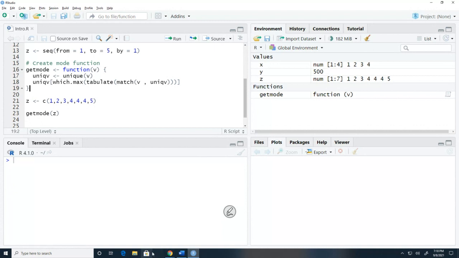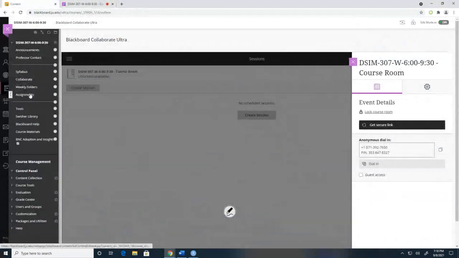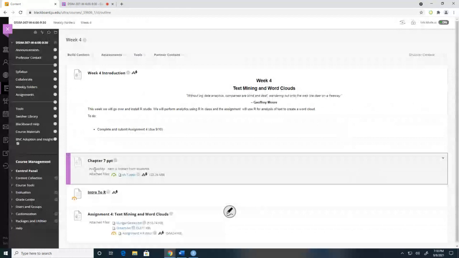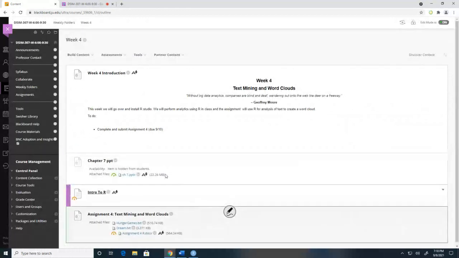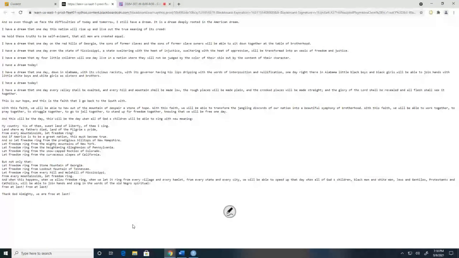Okay, so we will take a look at the assignment and the weekly folder. It's week four, halfway there. We need to download the assignment and the start with this text.